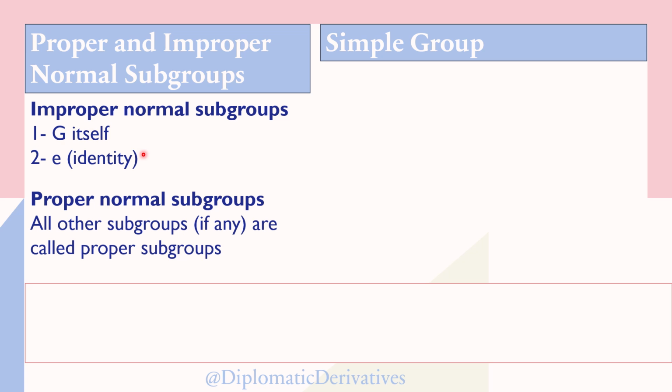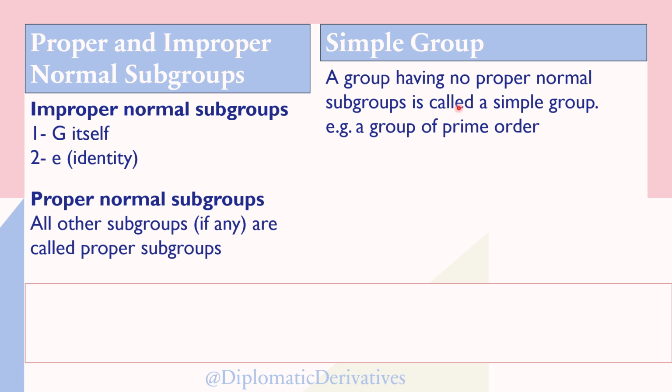Now, what is a simple group? A group having no proper normal subgroups is called a simple group. Example: a group of prime order. That is a group which has only improper normal subgroups. That is, it has only G and the identity as the subgroups. So that group will be known as a simple group. It has no proper normal subgroups. The example we are given is a group of prime order.